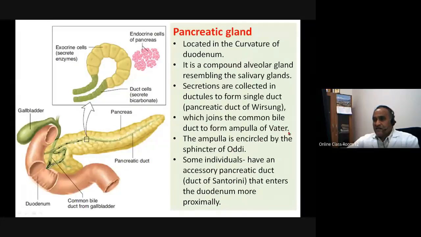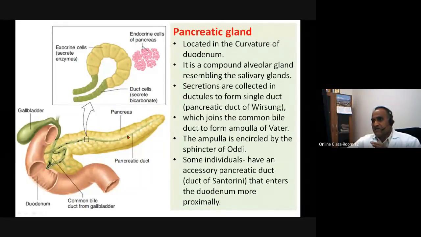This ampulla is guarded by circular smooth muscles, what is known as the sphincter of Oddi. And this is released as and when required by the hormonal controls, especially cholecystokinin and other hormones that regulate the contraction and relaxation. Sometimes in some individuals, the pancreas has an additional duct that opens a little higher up in the duodenum. This is a variation.